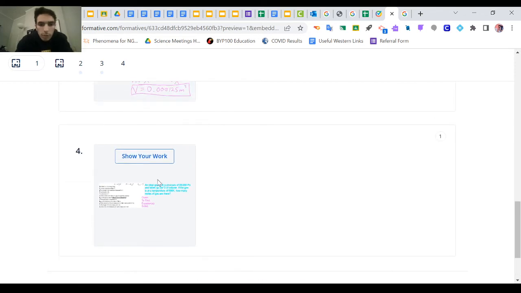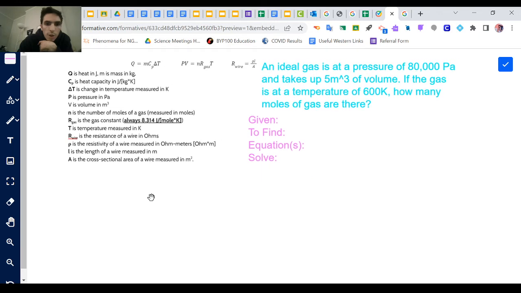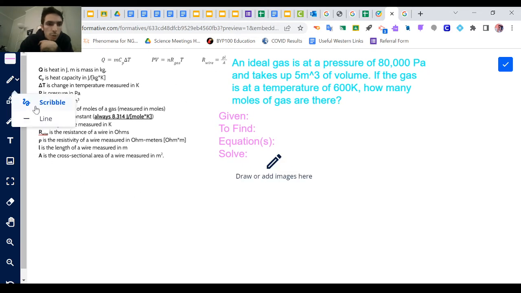Okay, one more example. This one a little tougher, and we're going to be using the ideal gas law here. So hopefully we remember a little bit about this from chemistry, but if not, that's okay. We're really just doing math with it right now. So we have an ideal gas at this pressure of 80,000 pascals, and it takes up 5 meters cubed of volume. And then we're told that the gas is at a temperature of 600 Kelvin, and we're asked how many moles of gas there are in this sample.